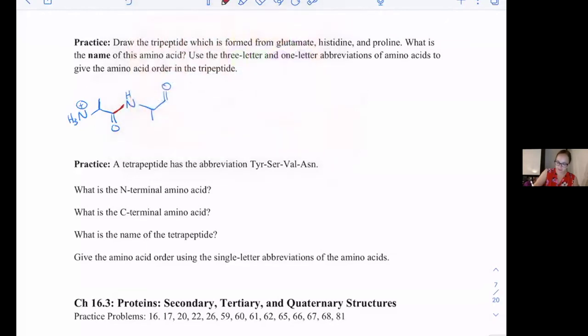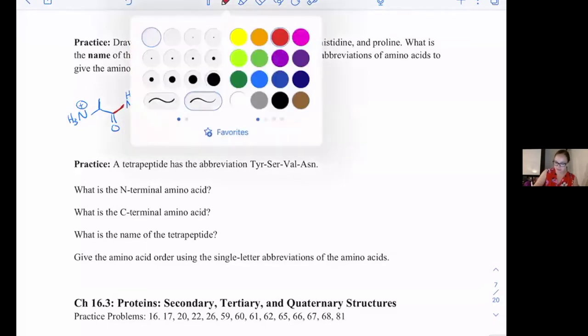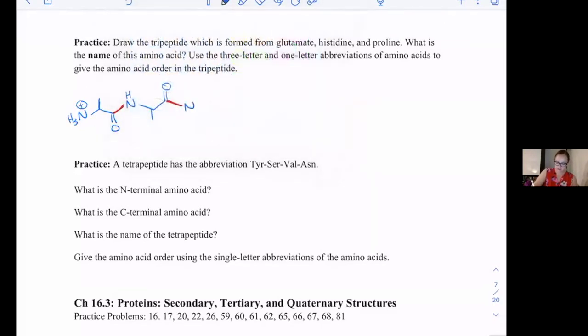Okay, so now we have our carbonyl, our peptide bond to a third nitrogen, R group, and then carbonyl. This is the last one, so we're going to finish off with our carboxylate. Again, we have our 3 peptides in blue, connected by our 2 peptide bonds in red.